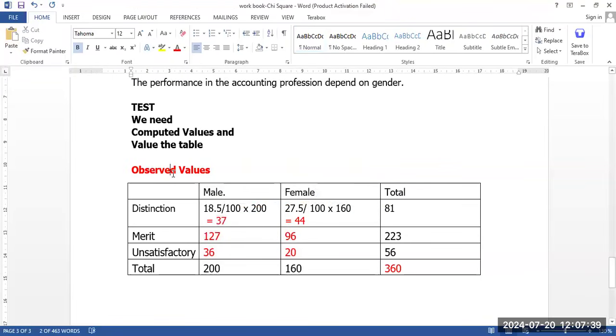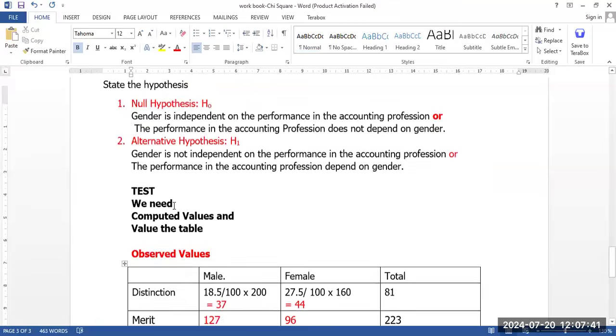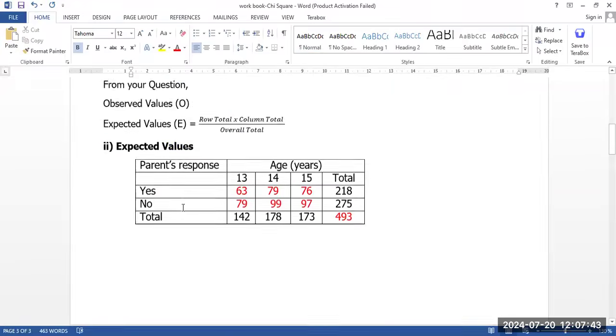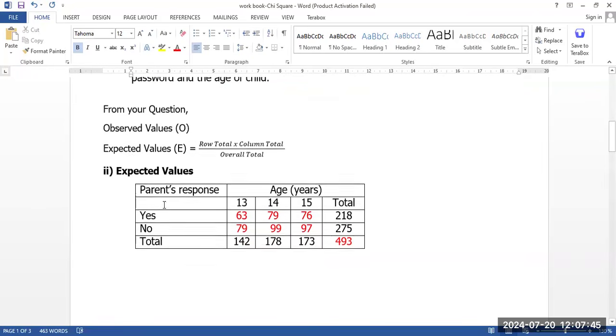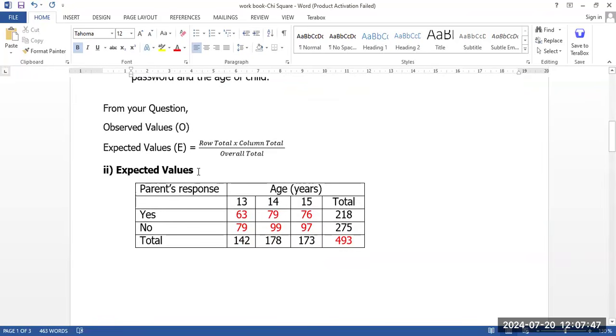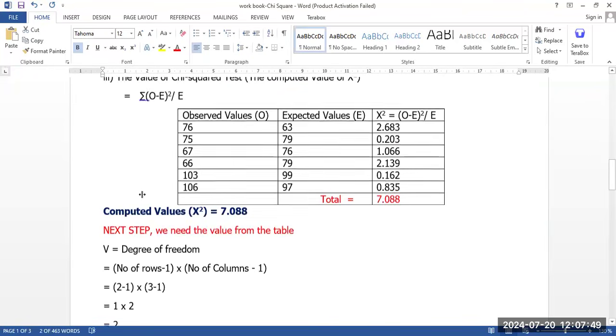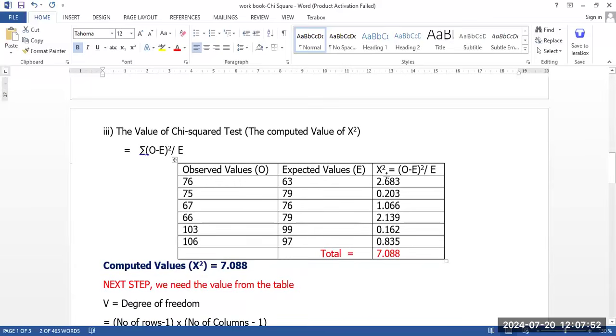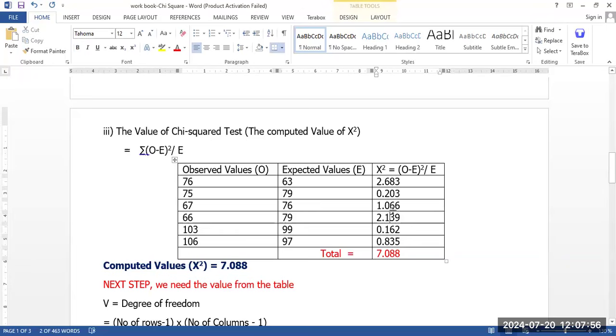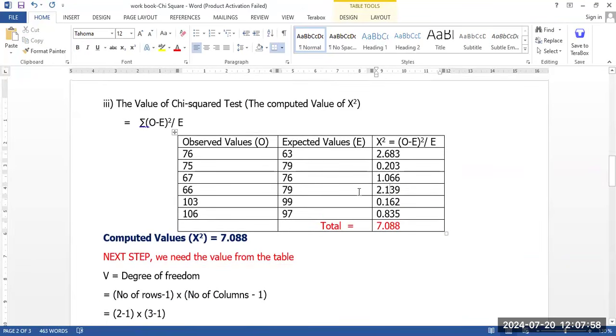So at this point, can you actually answer? Because we have everything. Like the way we did this, you can now get expected values. After expected values, you can create this table and look for the computed value.